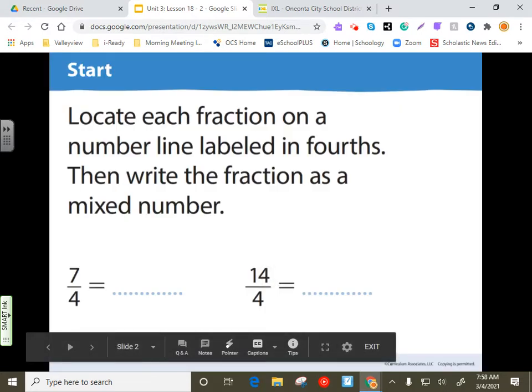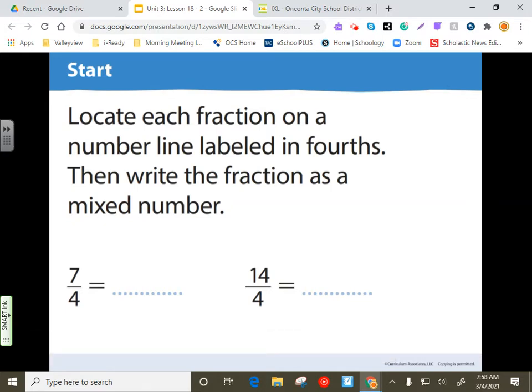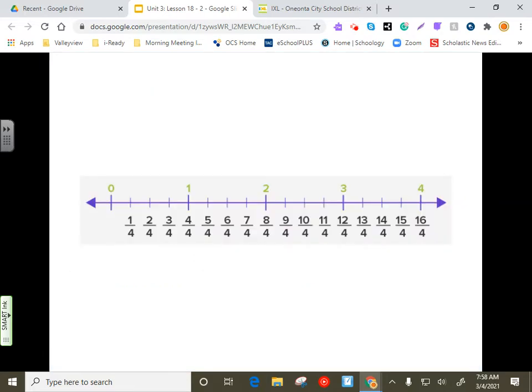So we have two fractions here. We have 7/4 and 14/4, and it wants us to locate each of those on a number line and then write them as a mixed number. So let's keep that in your head: 7/4 and 14/4. Here's our number line. Right here is 7/4, and over here is 14/4.